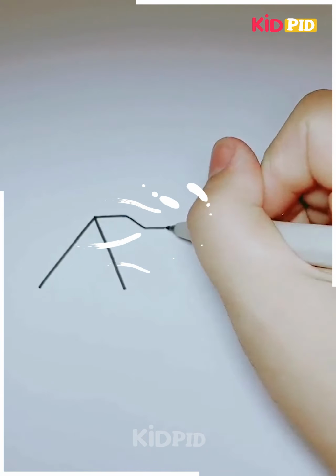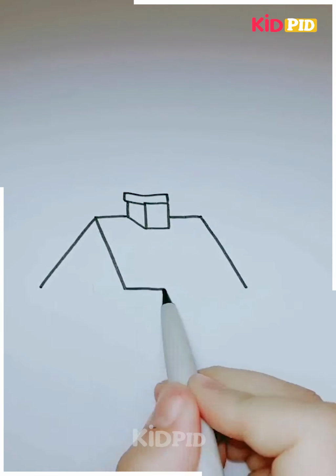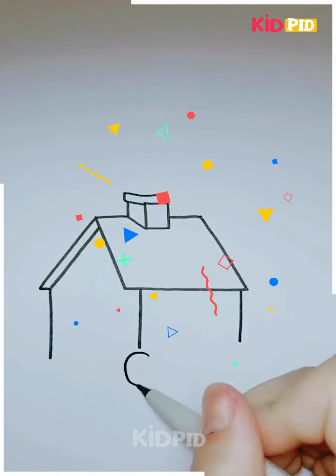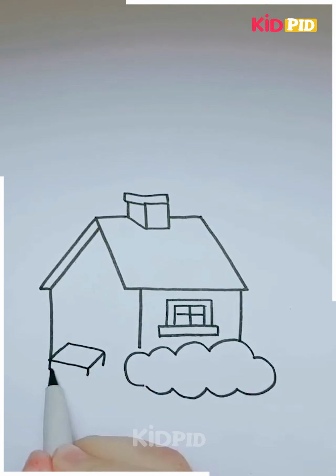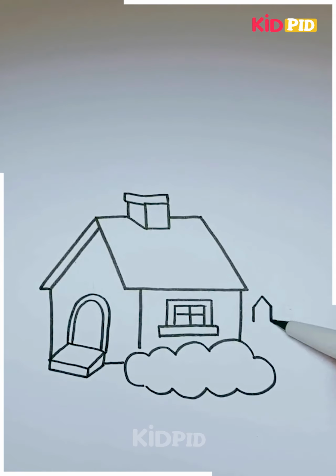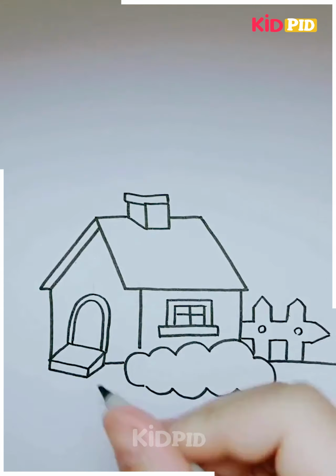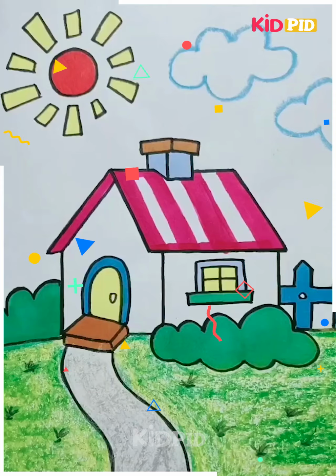Let's move on. Again I'm drawing a chimney and then a house and then a cloud type of window, again a way with a beautiful door structure and then a gate is being drawn. So here's a way and then I'm drawing a sun.